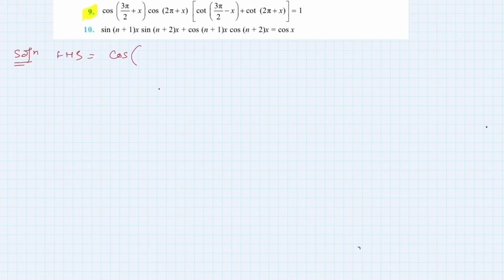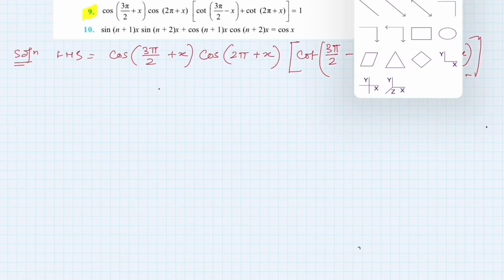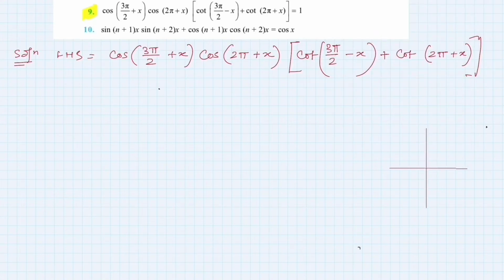This is cos(3π/2 + x) cos(2π + x) in bracket, cot(3π/2 − x) + cot(2π + x). Okay, so this is the left hand side. So here we are going to apply the ASTC rule. Okay, so this is all sin tan cos.